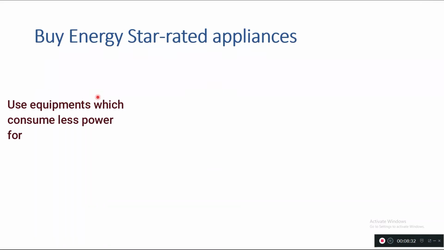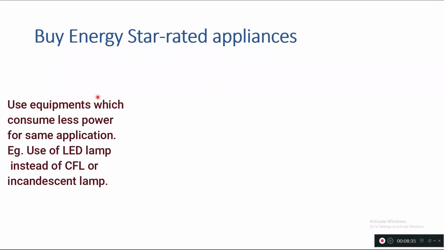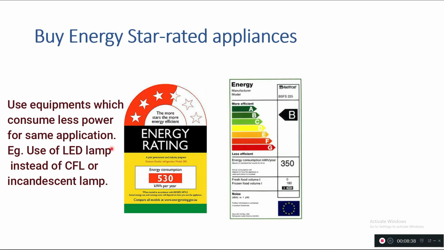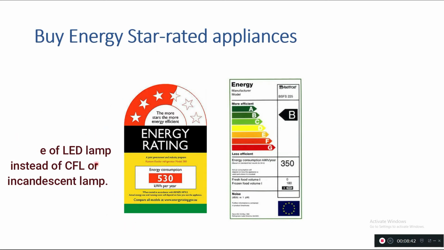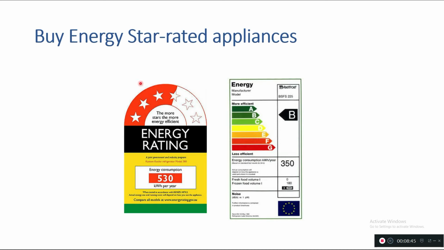The next is using energy rated appliances. As we all know, in the market, whenever you buy an appliance, you get this kind of parameters or stars mentioned on the equipment. So the more the stars, the more will be your savings. So whenever you buy equipment, you need to consider this data, so as to consider the saving of electricity bill.